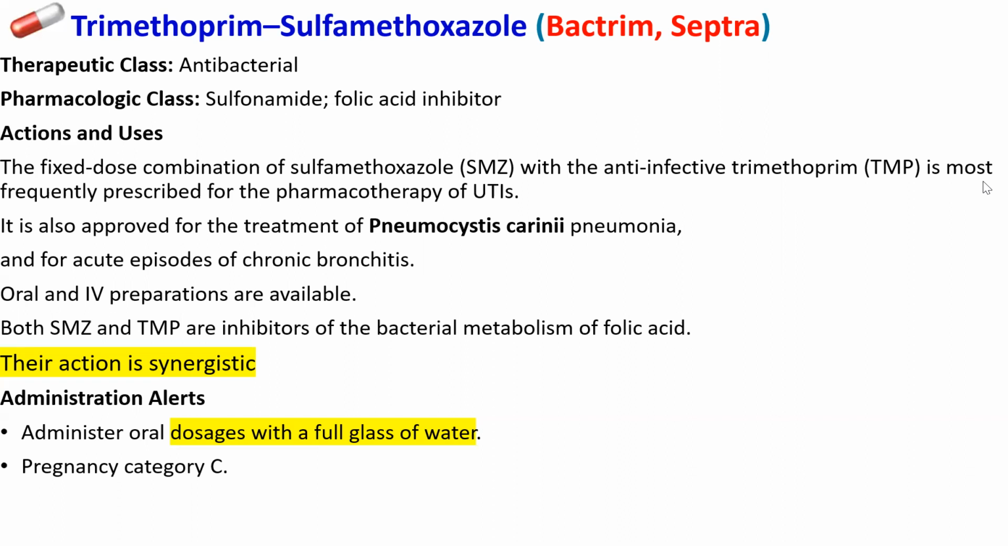We also have an oral normal strength and double strength of the drug. Both the sulfamethoxazole and the trimethoprim are inhibitors of the bacterial metabolism of folic acid, so that provides a synergistic effect. The reaction is synergistic. A greater bacterial kill is achieved by the fixed combination than would be achieved with either drug used separately.